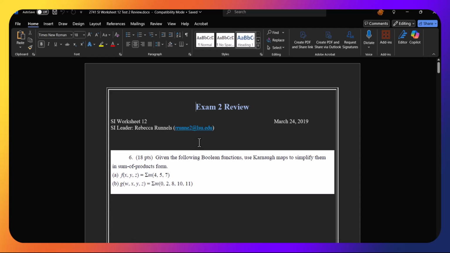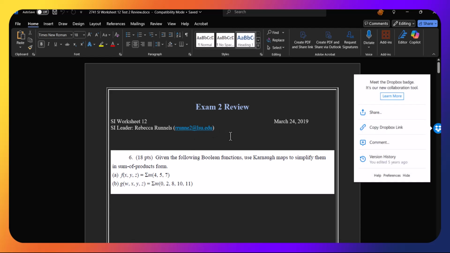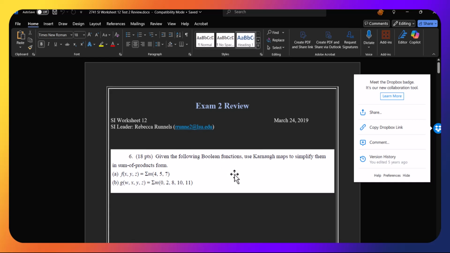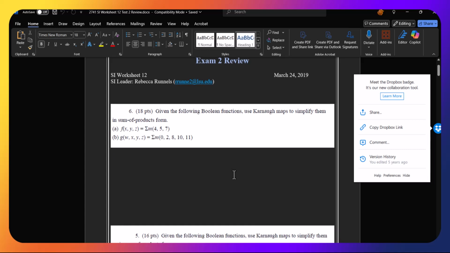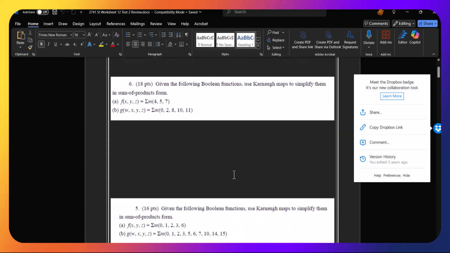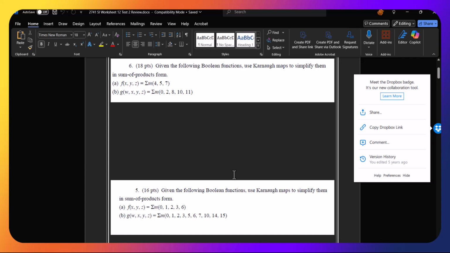Okay, so this is a document that I made in 2019 for the test review at this time, and these were problems from old tests. So it's so you can get an idea. I went through and I found all these kinds of problems from old tests.